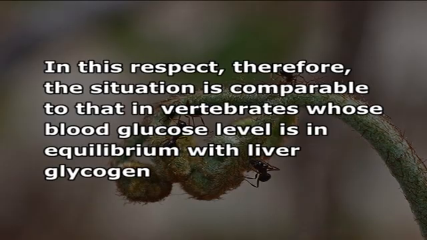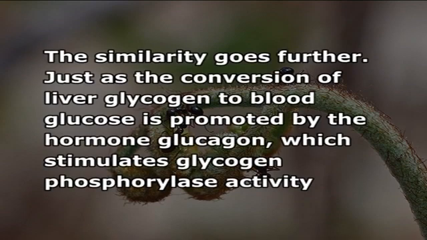In most insects, the disaccharide trehalose is the immediate energy source. Trehalose consists of two glucose molecules joined through an alpha 1 linkage. Its level in the hemolymph is constant and in a state of dynamic equilibrium with glycogen stored in the fat body. In this respect, therefore, the situation is comparable to that in vertebrates, whose blood glucose level is in equilibrium with liver glycogen. The similarity goes further.